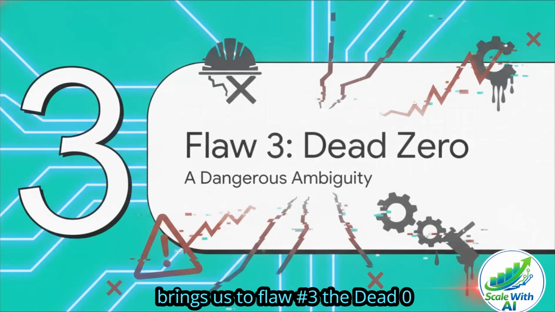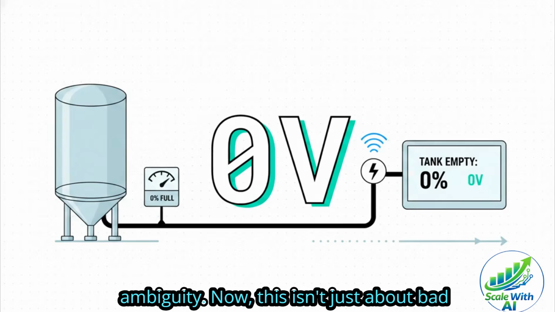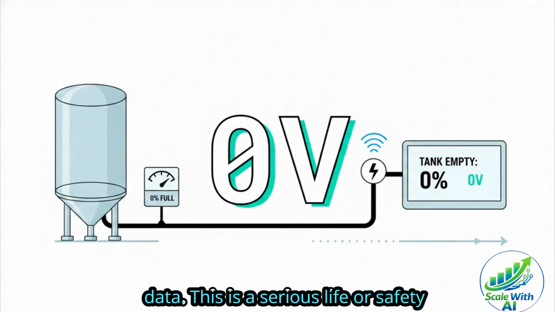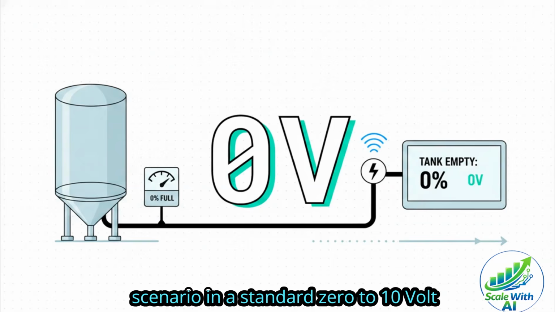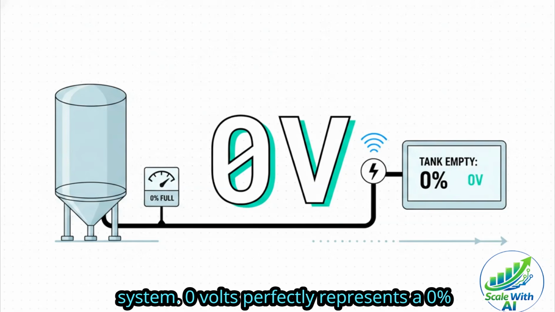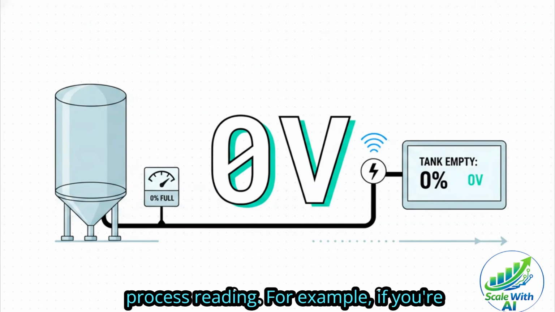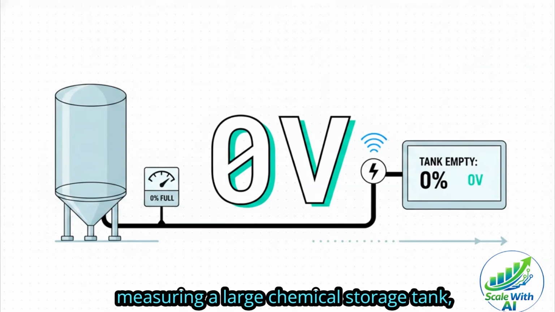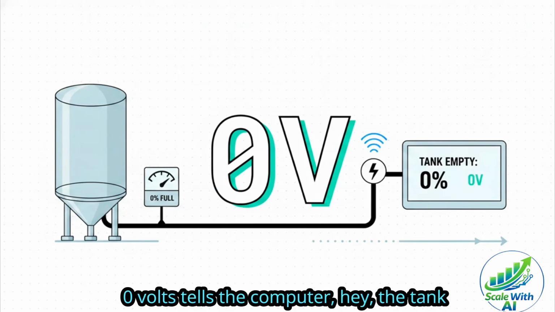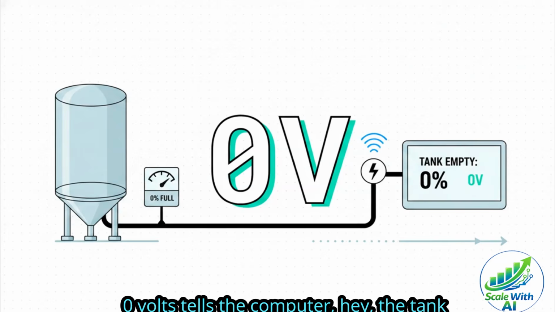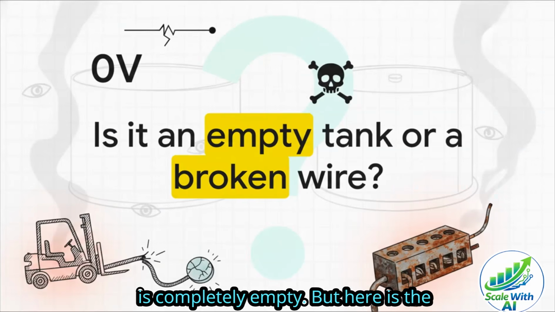And that brings us to flaw number 3, the dead zero ambiguity. Now, this isn't just about bad data. This is a serious life or safety scenario. In a standard 0 to 10 volt system, 0 volts perfectly represents a 0% process reading. For example, if you're measuring a large chemical storage tank, 0 volts tells the computer, hey, the tank is completely empty. But here is the critical question.